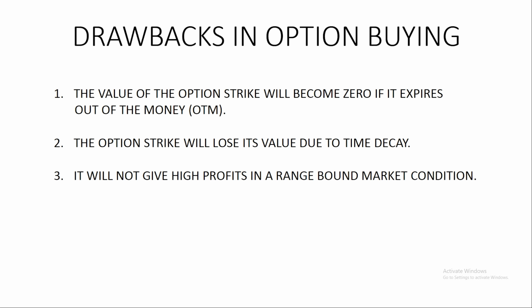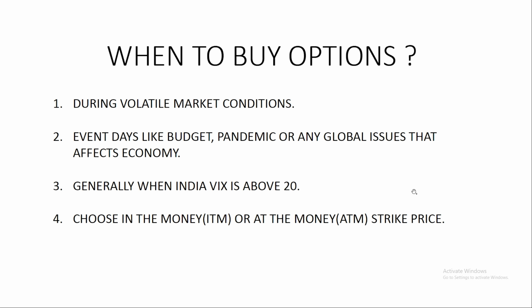And next is when to buy options. This is very important. Not all times are ideal for buying options. During volatile market conditions, you can buy options, because when the market is very volatile, you will get a premium spike. That is, the premium will increase, so you can benefit from that.